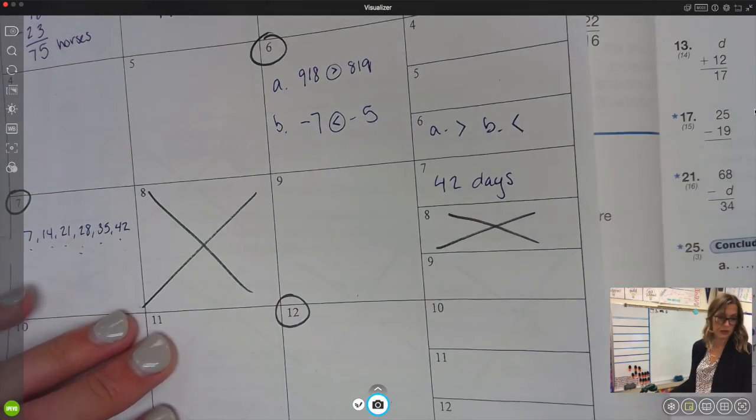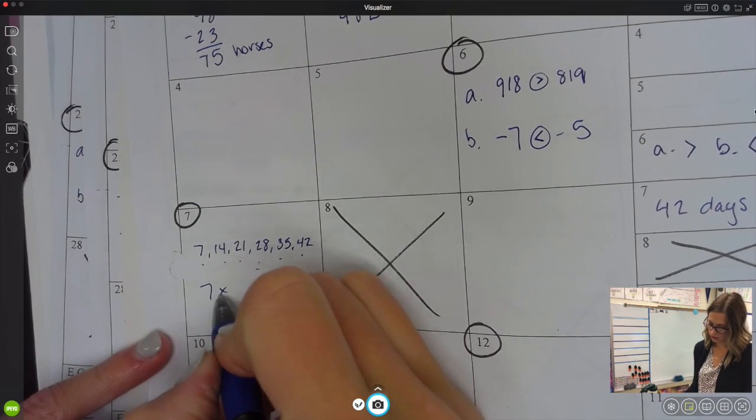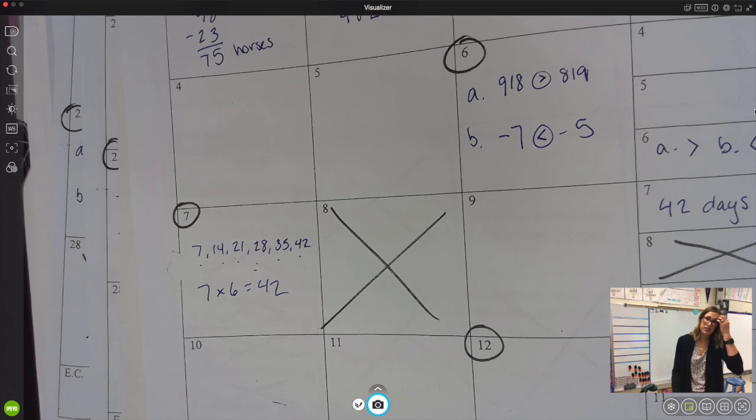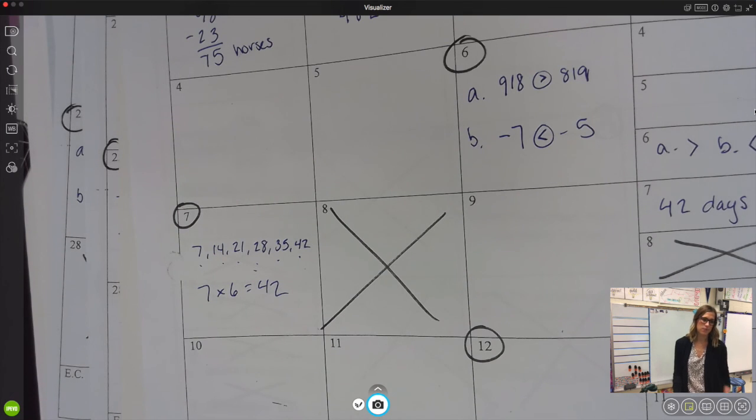Now, soon we're going to learn that that's really just like multiplication, right? Because if we do 7 times 6, we're also going to get 42. So if you already really like multiplication and understand that, you can solve that problem by doing a multiplication problem. You don't need to count by 7 6 times if you understand that that's the same thing as 7 times 6. All right, we'll get there in a little bit in our math lessons, but for now, if that works for you, go ahead and do it that way.